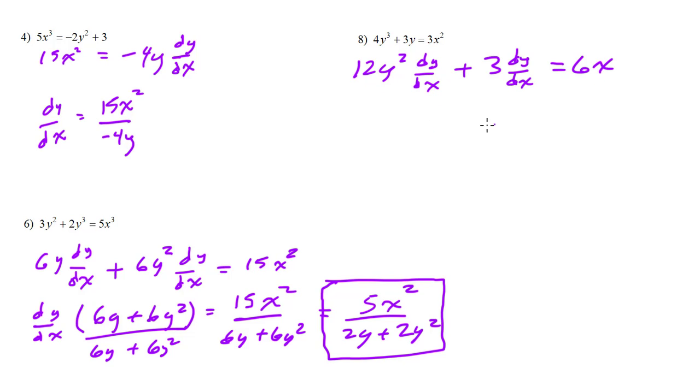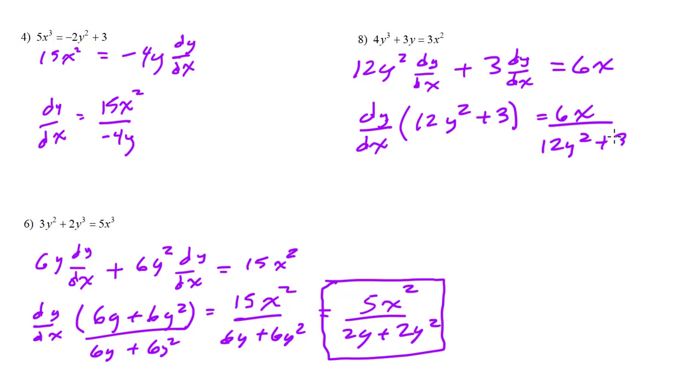And again, the dy/dx appears in two terms, so you factor it out. We're going to have dy/dx taken out here, and inside we have 12y squared plus 3 equals 6x. And divide both sides by this 12y squared plus 3. So if we simplify that, we're going to have dy/dx equals, everything here can be divided by 3, so we get 2x over 4y squared plus 1.